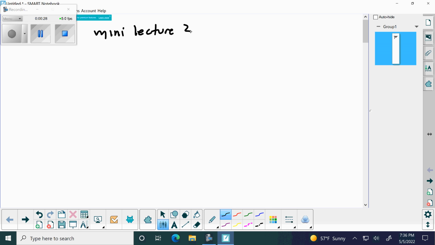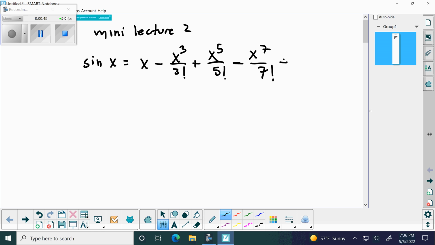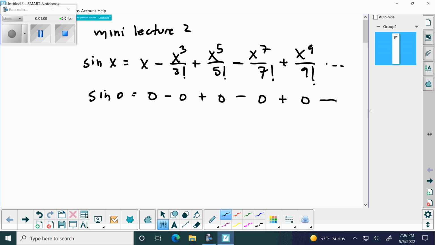We looked at the power series expansion for sine x, and that's x minus x cubed over 3 factorial plus x to the 5th over 5 factorial minus x to the 7th over 7 factorial plus x to the 9th over 9 factorial, and so forth. Now, how do you remember this? You can remember that sine of 0 is 0. So if you plug in 0, I get sine 0 is equal to 0 minus 0 plus 0 minus 0 plus 0, and so forth. So that's how you remember it.